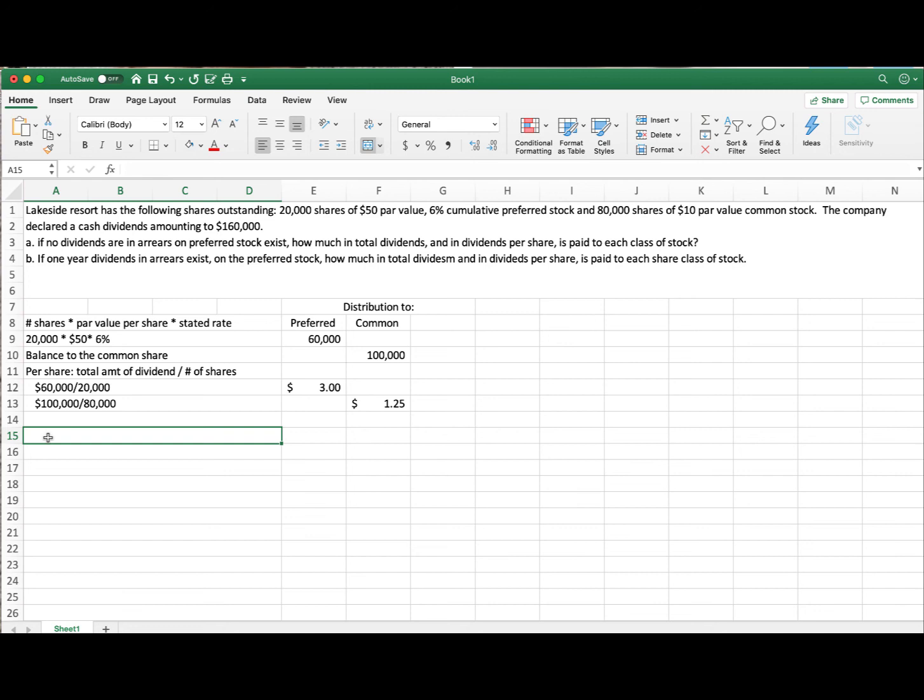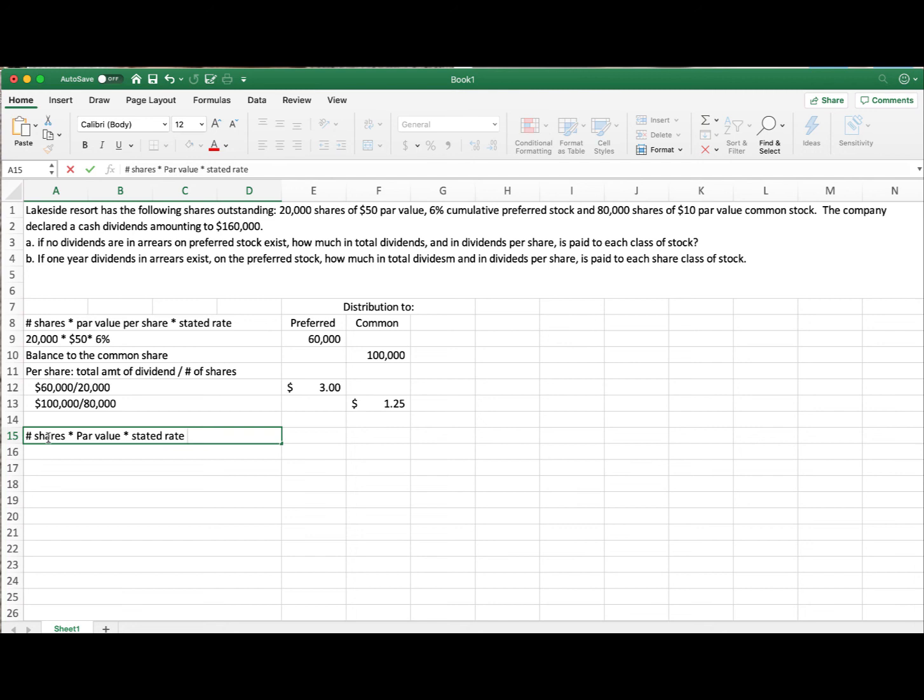Well, I do the same thing, right? I need to figure out the number of shares that are outstanding. I need to multiply that by the par value. And I need to multiply that by the stated rate. Now, we have a little caveat here, right? A little additional information. We have a little hiccup in the problem. That hiccup is we have dividends in arrears, right?